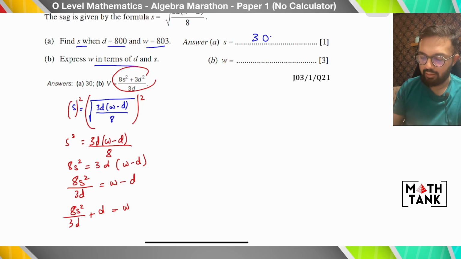Now you might say that this does not match with the answer option. The marking scheme says that this should be the final answer, but it will also say OE, which means or equivalent expression. So this is an equivalent expression, and that's a perfectly fine answer to write. Write 8s squared plus d, and this is over 3d. If you notice, if I take a common denominator, I'm going to end up with the same answer.